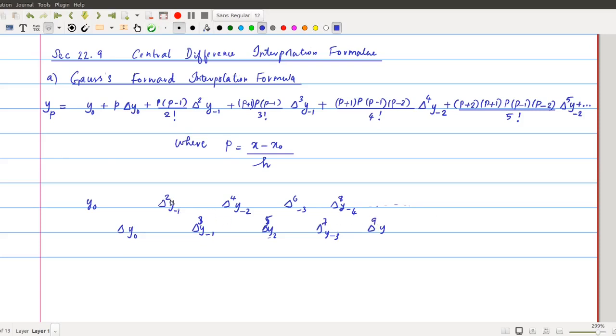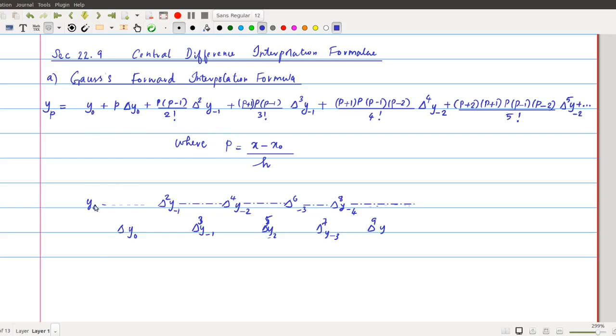So we have written y minus 1, delta y minus 1, delta y minus 2, delta y minus 3, delta y minus 4, etc. in the center line. This is our center line, and this is the line below the center line. Okay, so we write this formula using y naught.